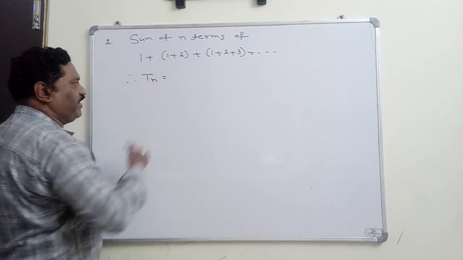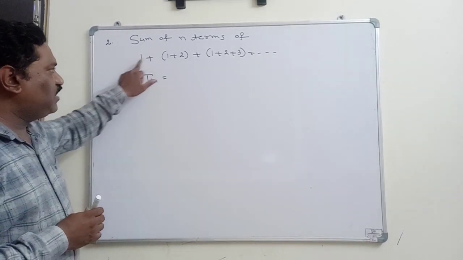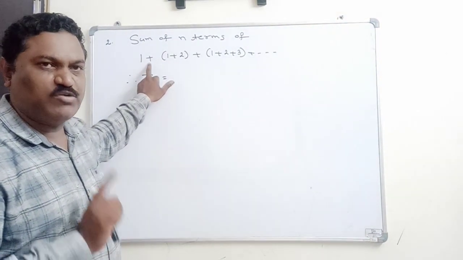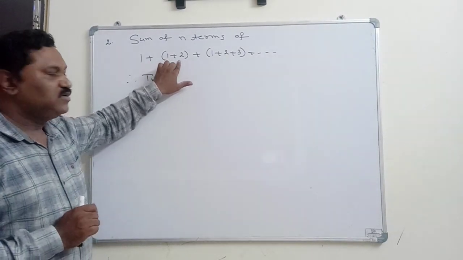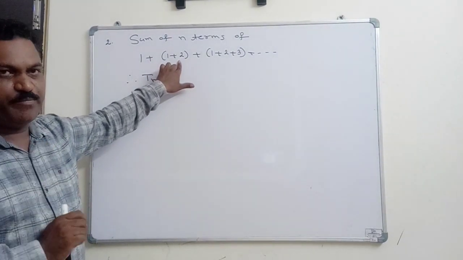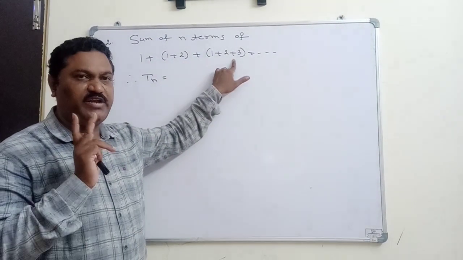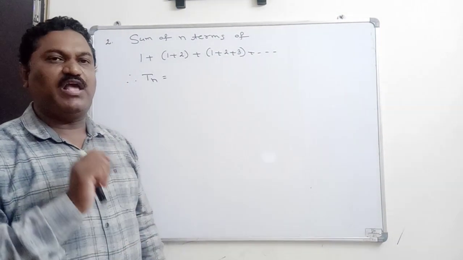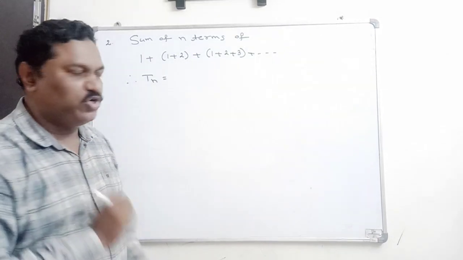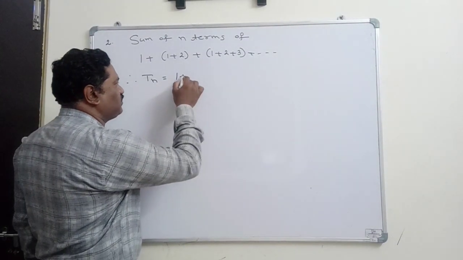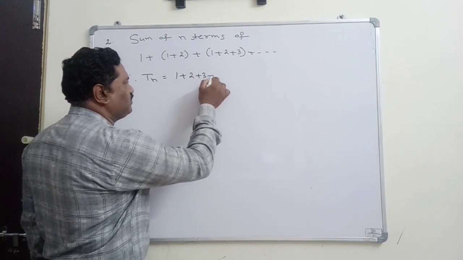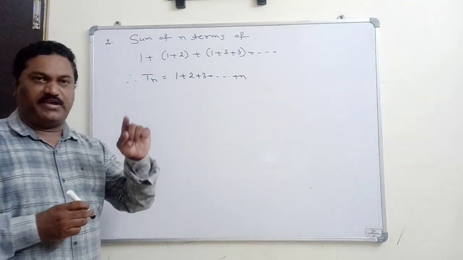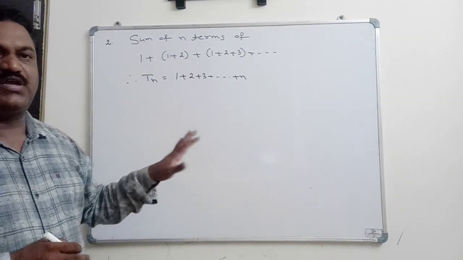Just observe that given term, because in every term there is a sum of terms in the bracket. If you observe the first term, there is a 1. If you observe the second bracket, you can find the sum of the first 2 natural numbers. Here the sum of the first 3 natural numbers. So if you observe, in the nth bracket compulsorily we will have the sum of the first n natural numbers, that is 1 plus 2 plus 3 plus and so on up to n will be there in the nth bracket. So this will be the nth term of the given sequence.